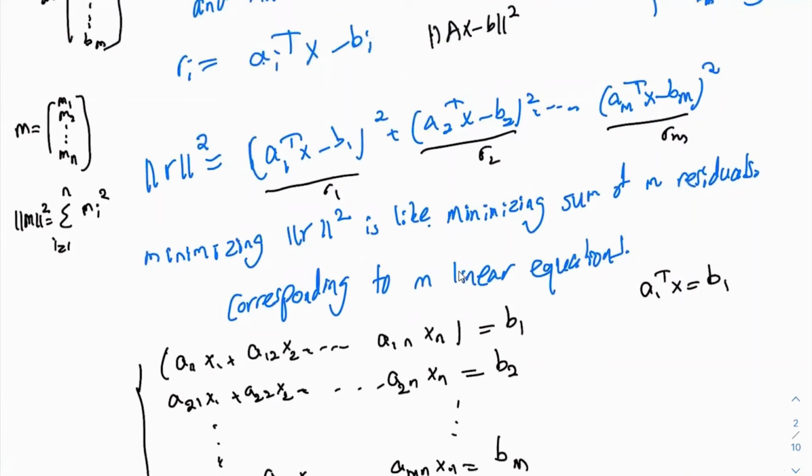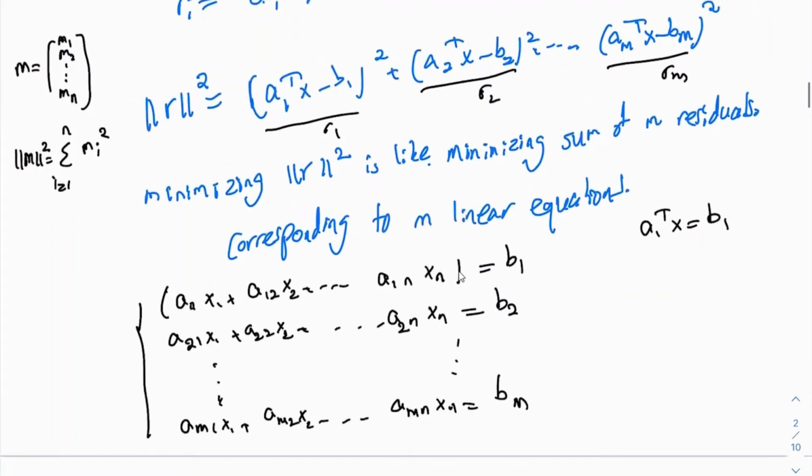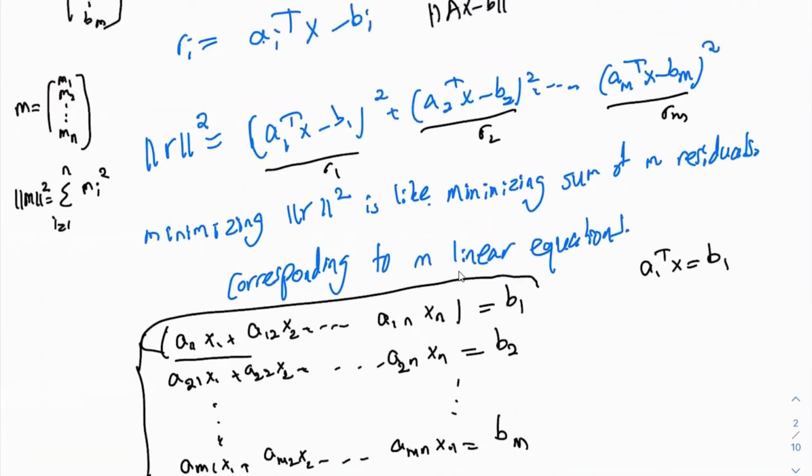Minimizing norm of R squared is like minimizing sum of M residuals corresponding to M linear equations, right? So what does it mean intuitively? Let's say that, for example, you might say that I can find the X here such that it satisfies the first row, this one. This is the first equation. But wait, so this makes this residual R1 equal to 0, right? But it doesn't make R2 or Rm equal to 0.